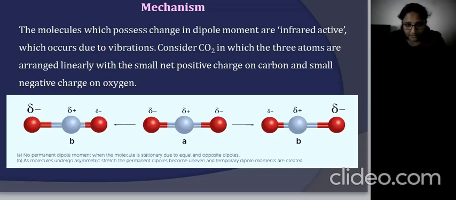In figure A, that is the center picture, there is no permanent dipole moment when the molecule is stationary, due to equal and opposite dipoles. If you pass IR radiation, with the absorption of IR radiation the molecule undergoes asymmetric stretch. So the dipoles become uneven and temporary dipole moments are created. You see the left and right pictures. Due to asymmetric stretching, dipole moments are created, so the molecule becomes active.